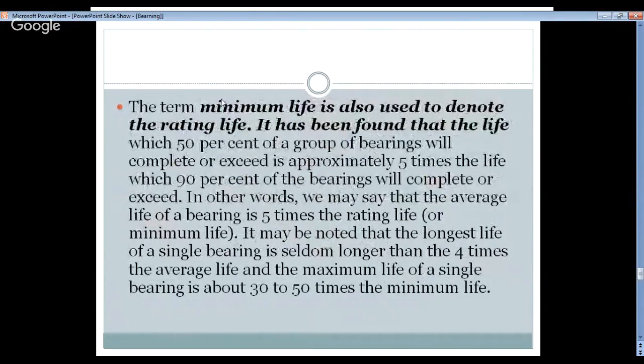Okay, that's all about the selection of anti-friction bearing, or you may say roller bearing. Thank you.